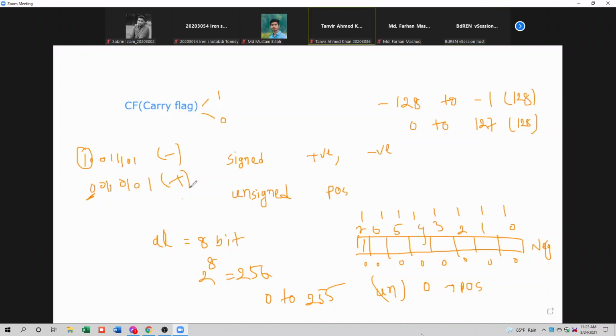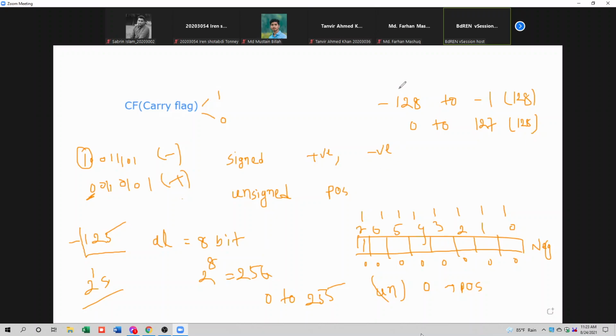Yes, ma'am. Another thing is, suppose you have to represent the number minus 125 as an 8-bit number. How are we going to represent it? By using 2's complement. At first we'll convert 125 into binary and then we'll apply the 2's complement method. For representing a negative number, we'll use 2's complement.